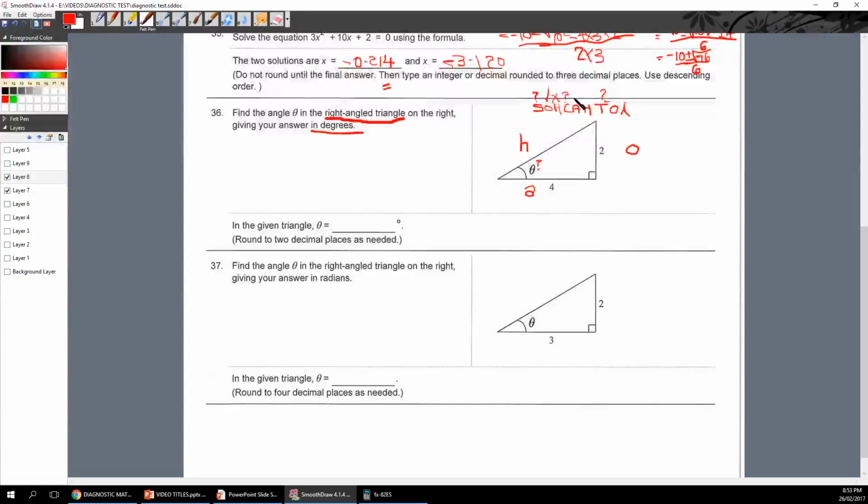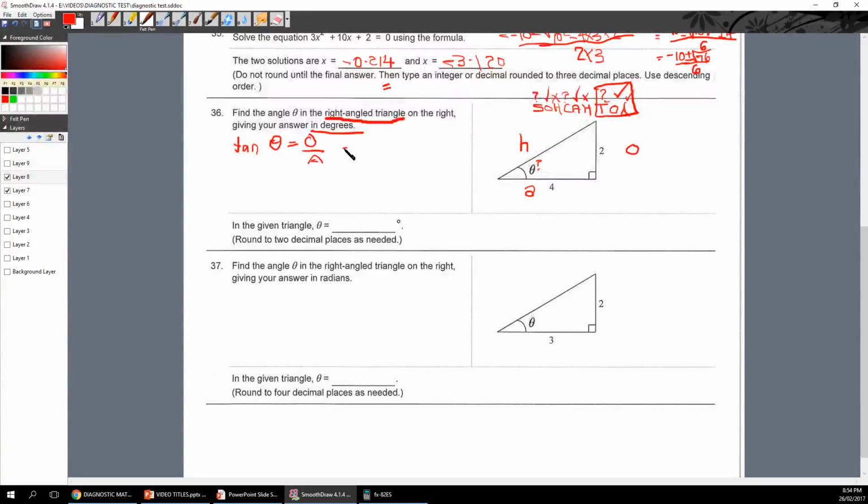Do we know the adjacent? Yes, we do. Do we know the hypotenuse? No, we don't. Do we know the opposite? Yes, we do. Do we know the adjacent? Yes, we do. So we're going to use the tan. So what we know is that tan, or tangent, theta equals the opposite over the adjacent.